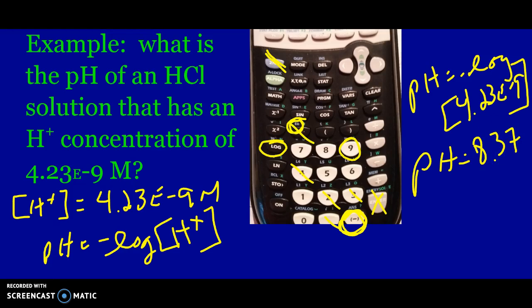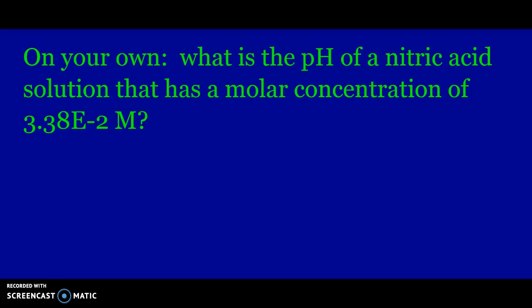8.37 as the pH of this particular solution, which puts it above 7, which means that this solution is actually basic. It's got a reasonably low concentration of hydrogen ion, and so therefore it's actually a little bit more on the basic side. All right, having done that, here's yours on your own.